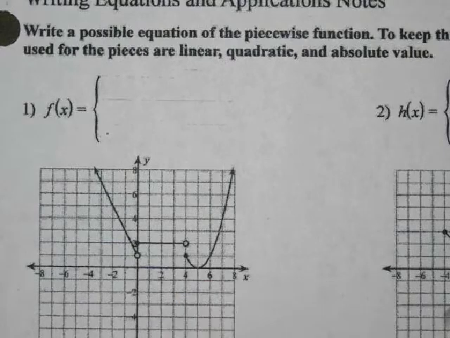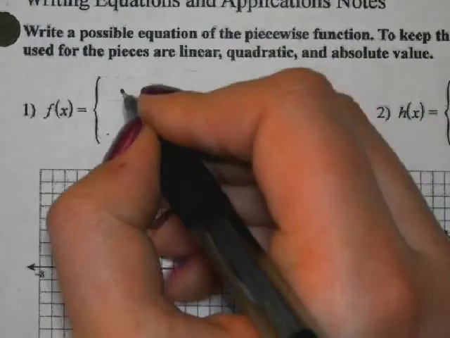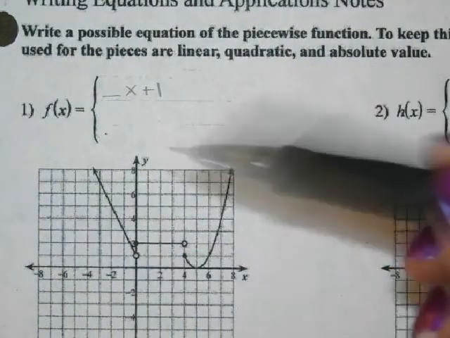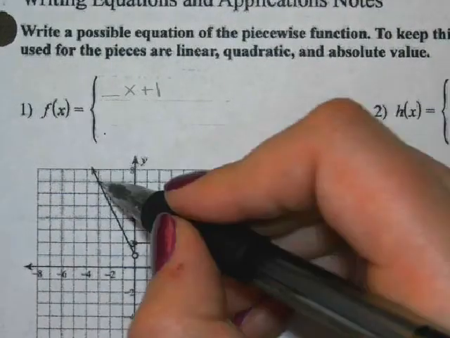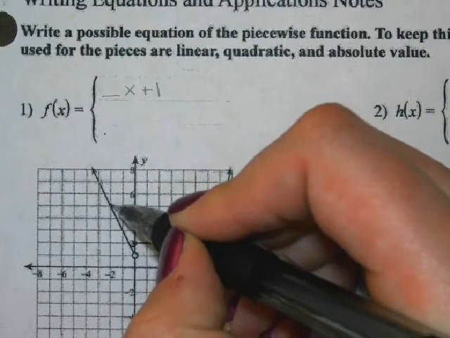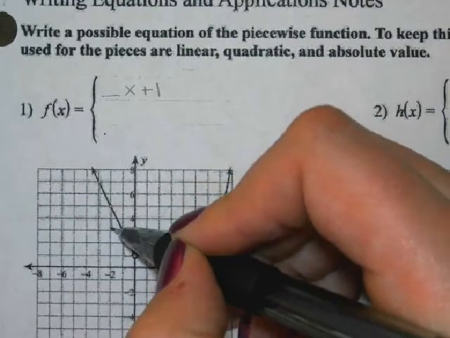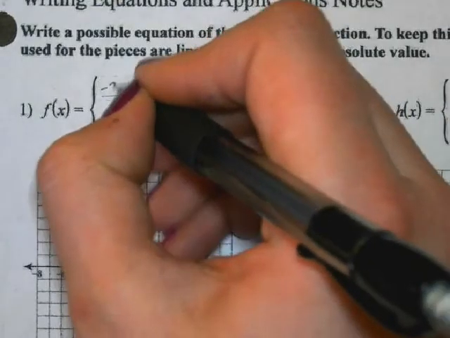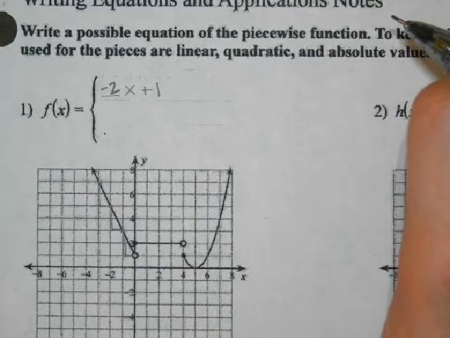Okay? So for the linear equation, can you guys see what the y-intercept is? It's got a y-intercept of 1, so we know it's got some sort of slope times x plus 1. And then can you guys tell what the slope of that is? 2. So as we go to the right, it's going down 2, right 1, down 2, right 1, down 2, right 1. And so we're going to call that negative 2 over 1, or just call it negative 2. So negative 2x plus 1.